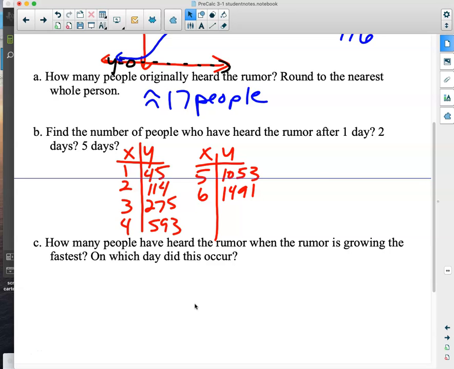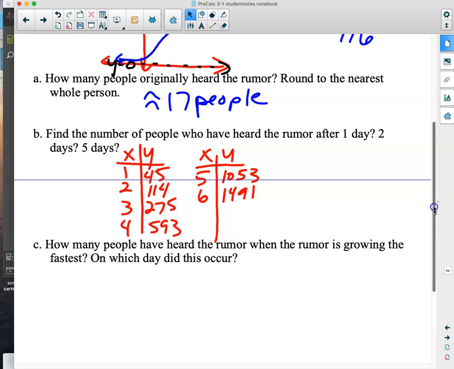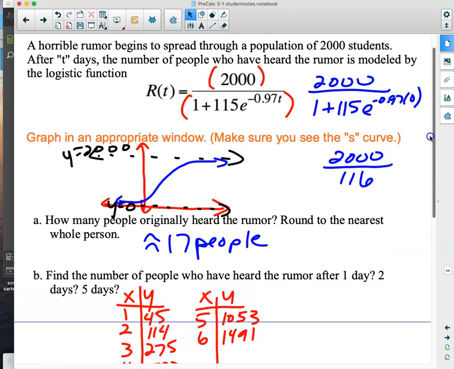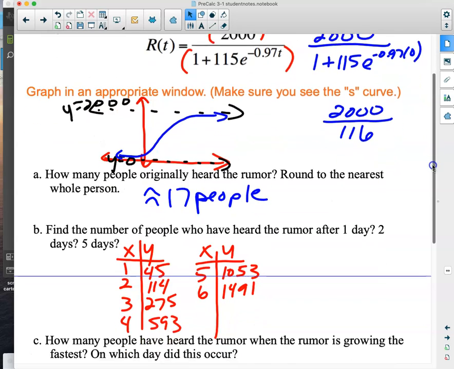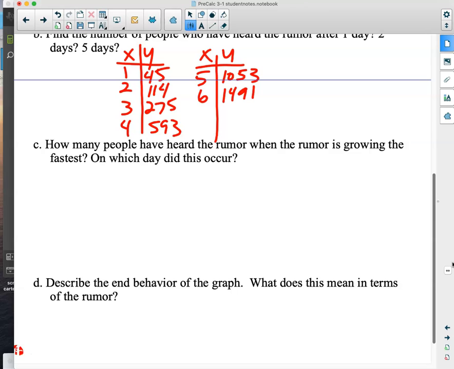The inflection point. Thank you. That's exactly what it is. So I go back up and I think, what was that upper limit? It was 2,000. I'm supposed to divide that by 2, and that will give me the y coordinate for the inflection point. So I need this to equal 1,000.